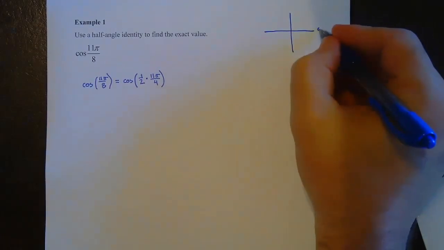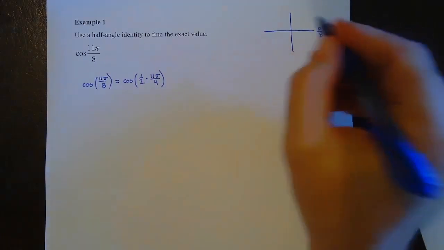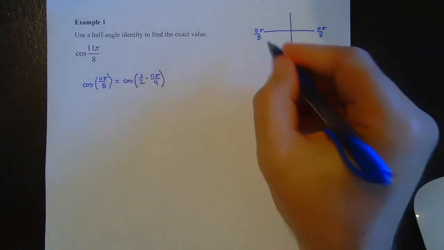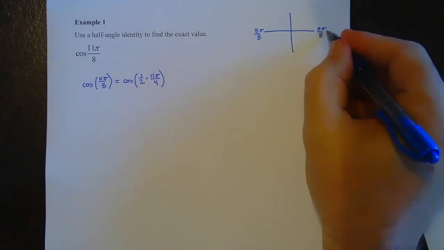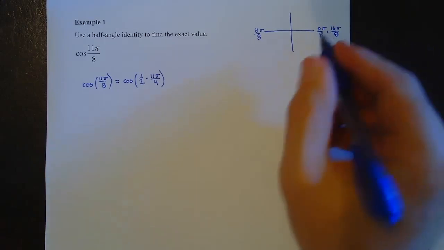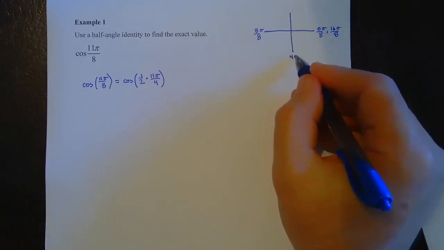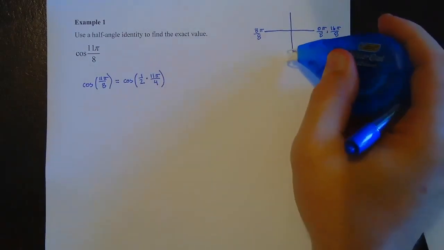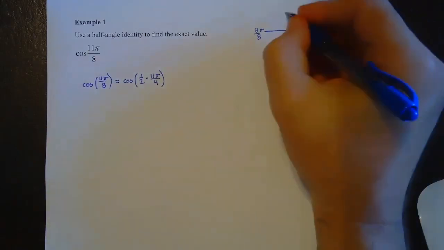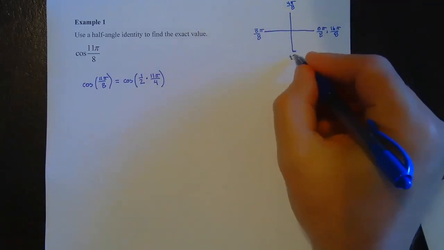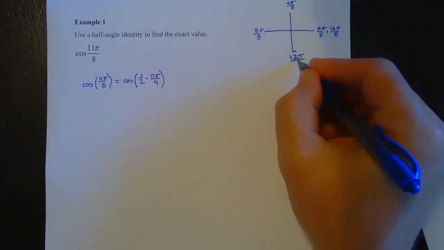We know this is 0 pi over 8, and we know this is 8 pi over 8. And because this is 2 pi, this would also be 16 pi over 8, which would make this one 12 pi over 8. We could go up here: this would be 4 pi over 8, 8 pi over 8, and this would be 12 pi over 8.